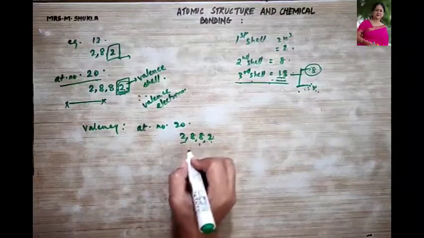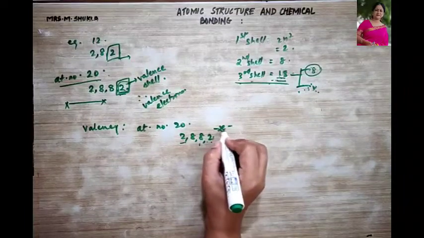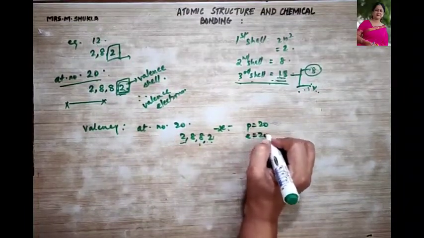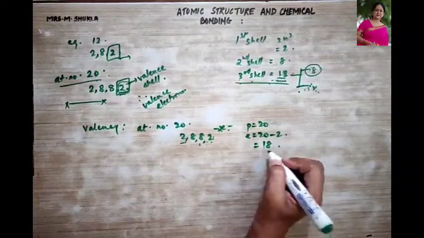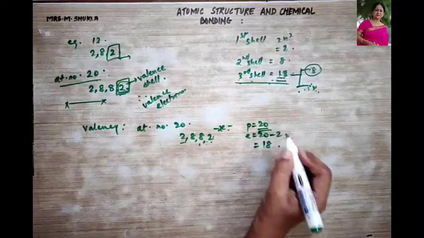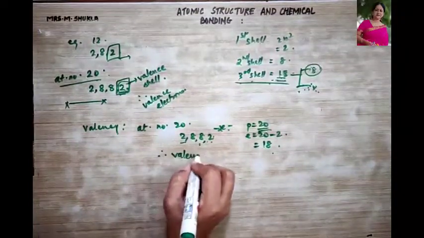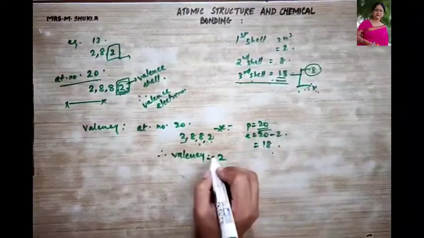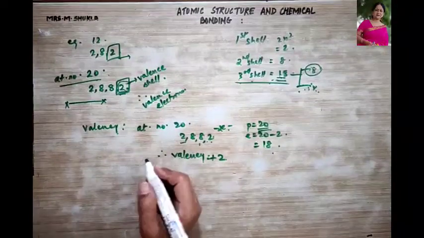So when it gives away 2 electrons, what will happen? Protons are 20, electrons are 20, and when it gives away 2 electrons, they become 18. So what is more? Protons are more. How many more? 2 more. Therefore, its valency will be 2. Protons are more, so it is plus, it will become plus 2. I repeat with some more examples.